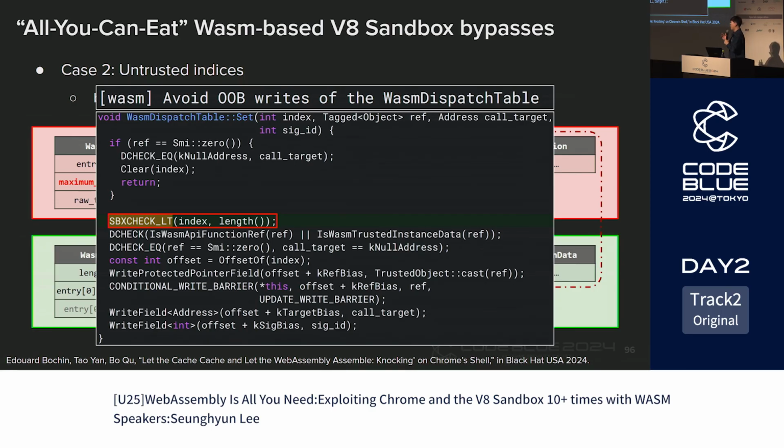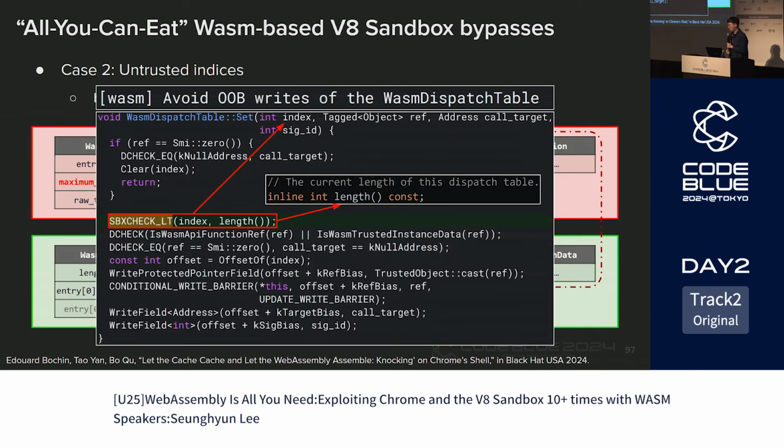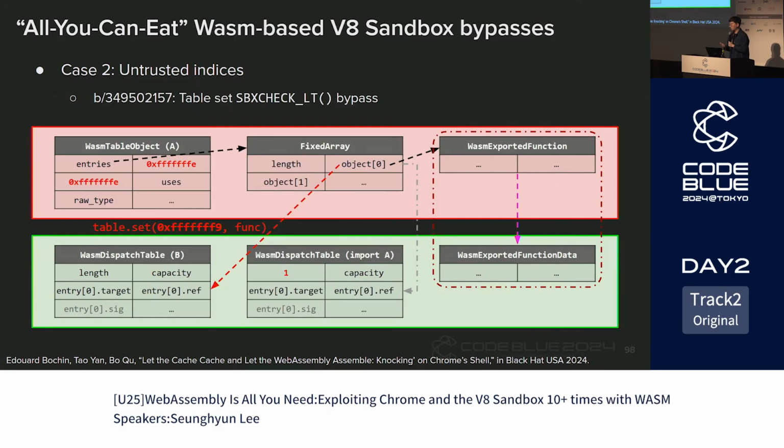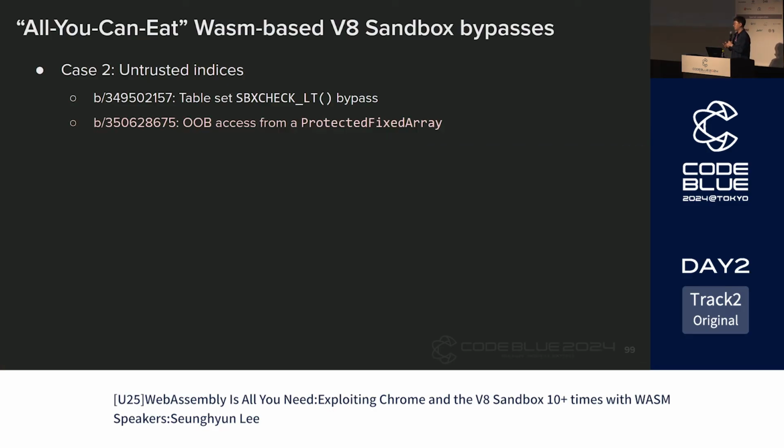The problem is that the index and the length are both integers. They're signed integers. So we can just provide something like -1, -2, -7. And then this will also go out of bounds by bypassing this sandbox check. This is, again, also not the only case, and we have more problems with this.